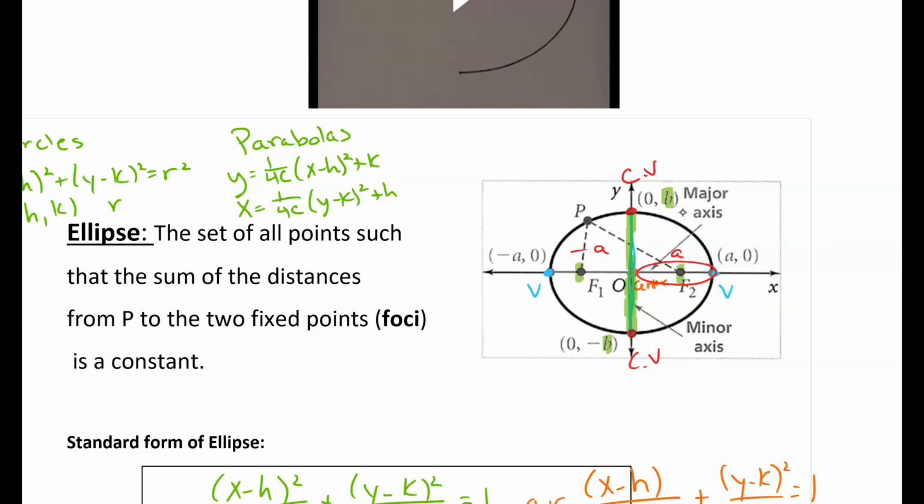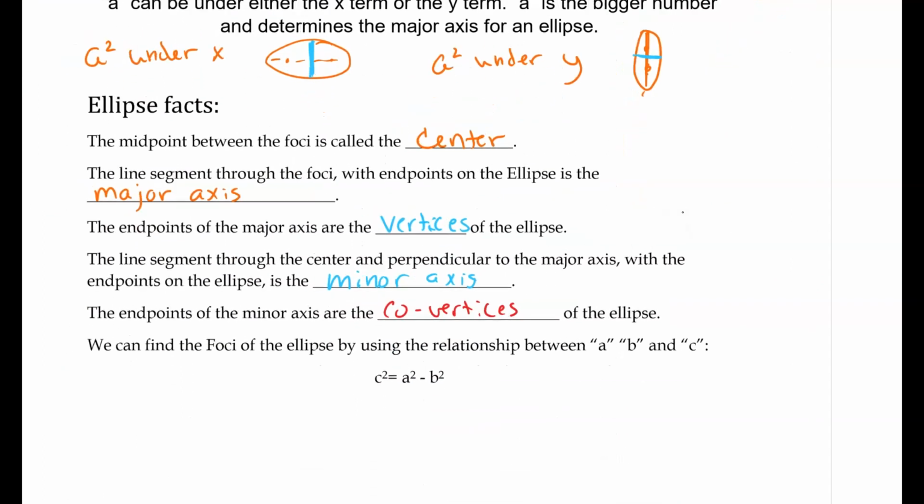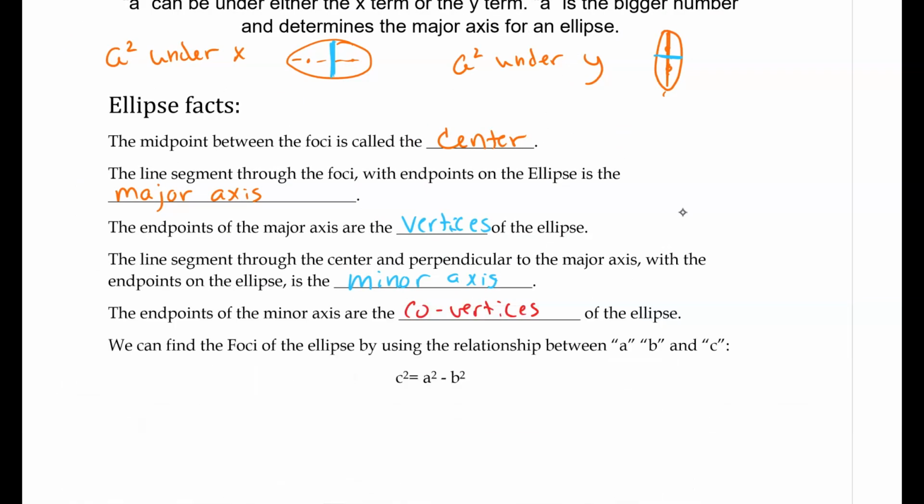All right, so we have to figure out those two points using C, and we use the following equation. Be careful, because let me close this. Here we go. It is the following: C squared equals A squared minus B squared.